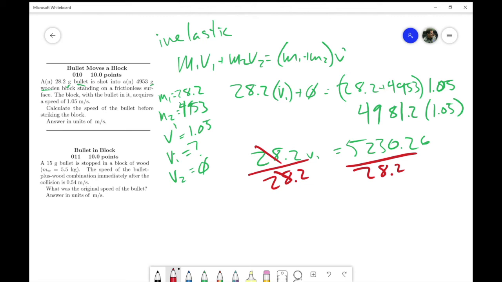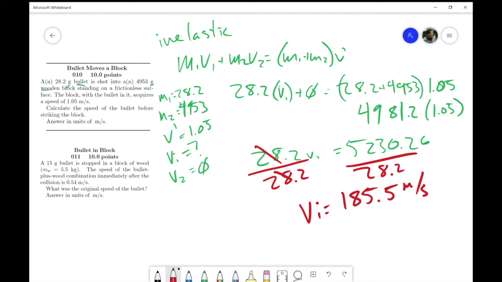So V1 is equal to, what value? We got 185. So there you go. That should make sense, because the velocity of the bullet should be a whole lot faster.